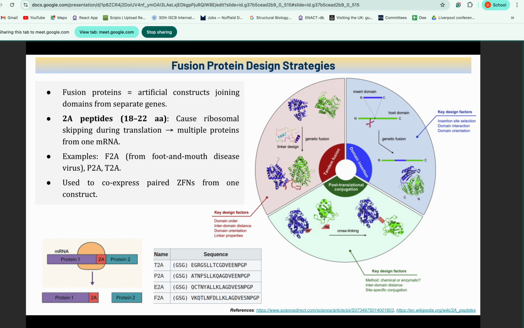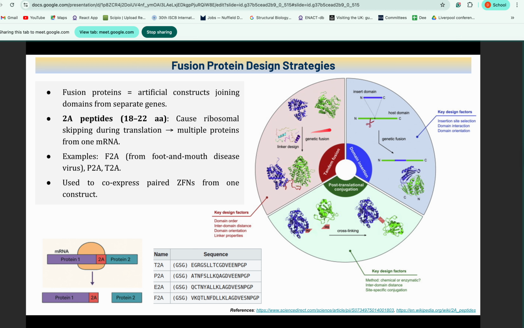In the case of zinc finger FokI nuclease, when we were talking about its C terminal domain, how it links and interacts with each other, it makes a dimeric protein, and then how those dimeric units interact with one another. That comes under post-translational conjugation: after the two proteins are synthesized, how they will interact with one another, whether they will cross link, and all those things are also kept in mind.